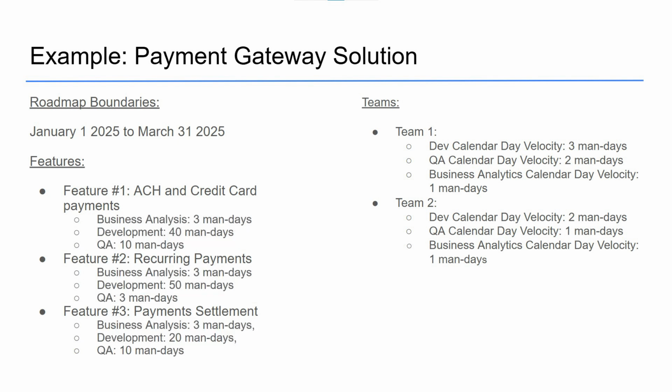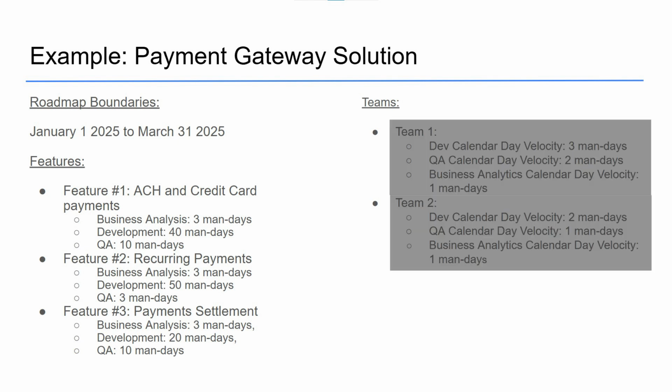Step number 4. Define available resources. Let's assume that we have two teams available to perform the work needed for our project. Both teams have dev, QA, and business analysis resources to execute the work, with different calendar day velocities.